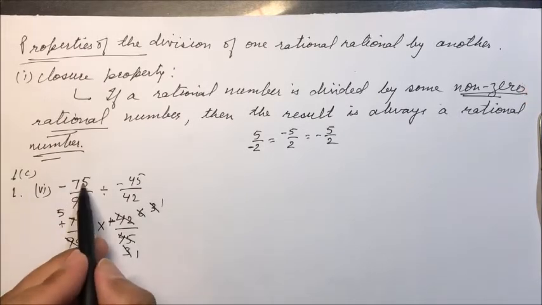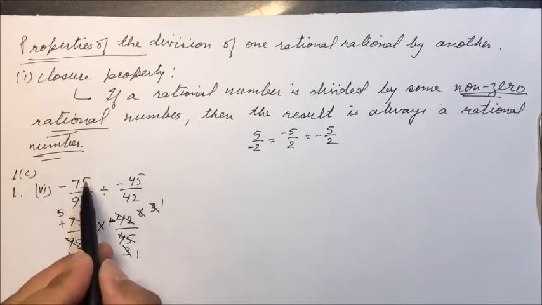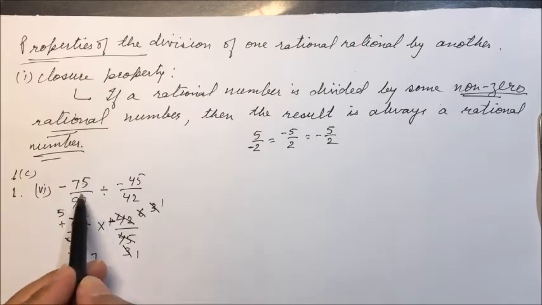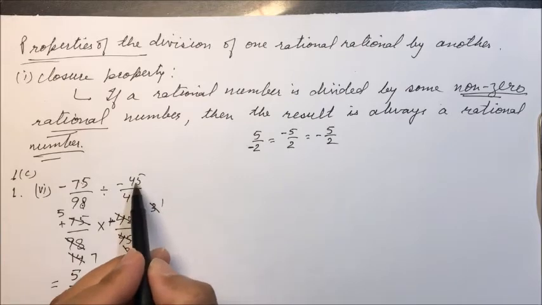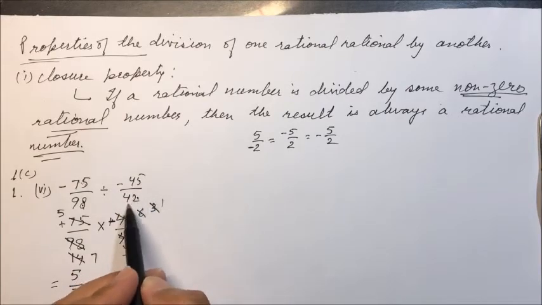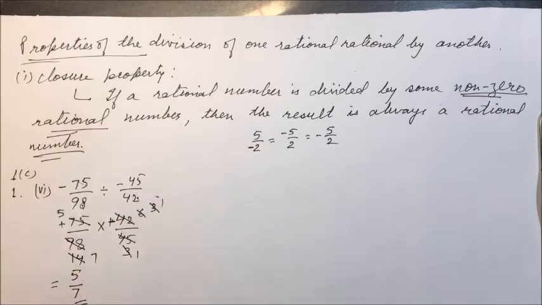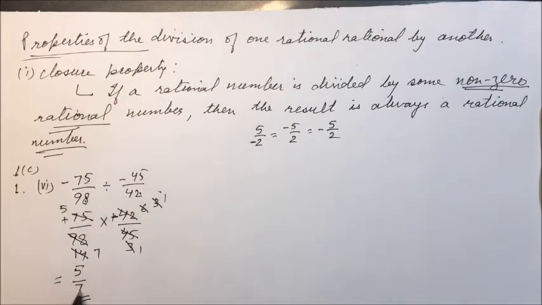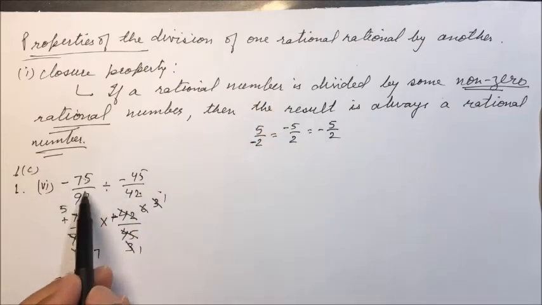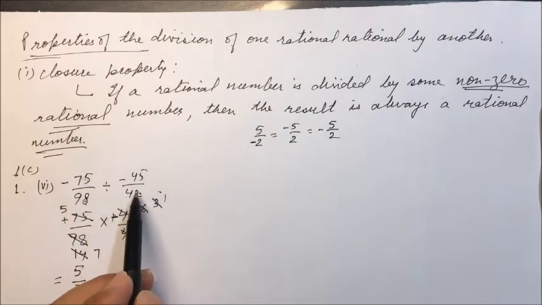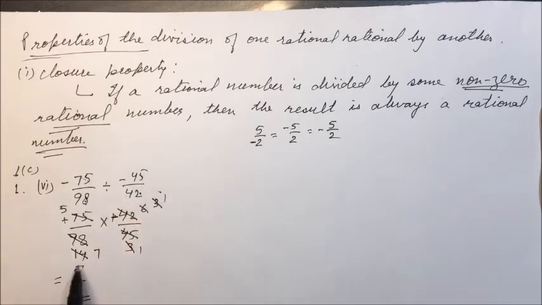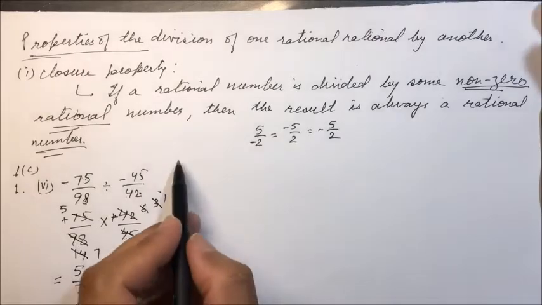And now see here, this is a rational number, this is a rational number. Both are integers and the denominator is not equal to 0, so it is a rational number, and also a non-zero rational number. So the result will be a rational number. 5 by 7: 5 and 7 both are integers and 7 is not equal to 0. So it is also a rational number. So whenever we divide one rational number by another non-zero rational number, the result is always a rational number. Now take one more example.